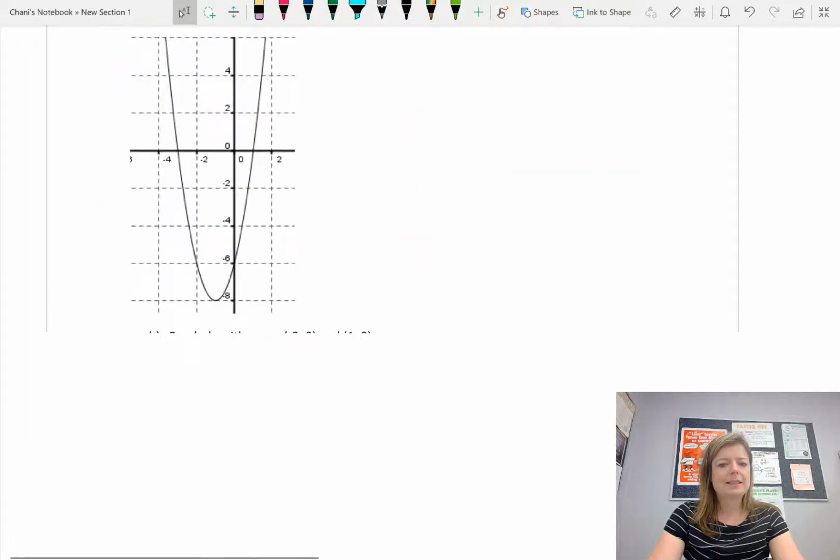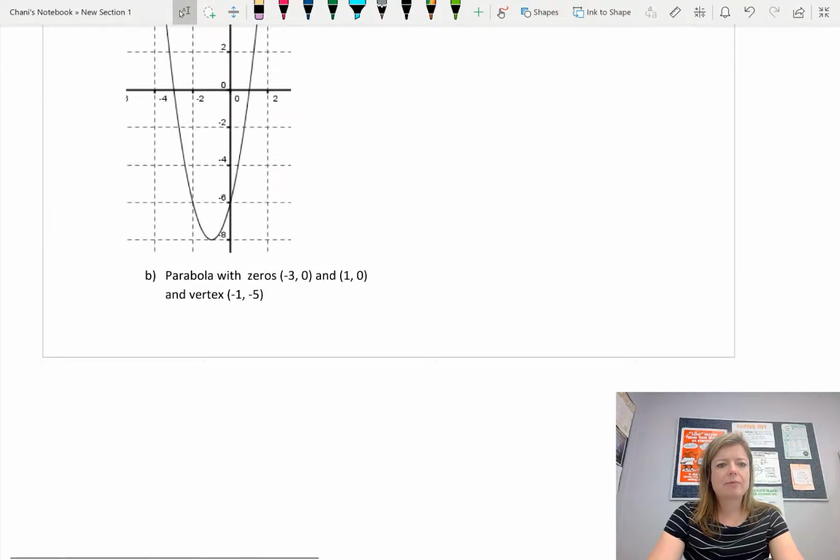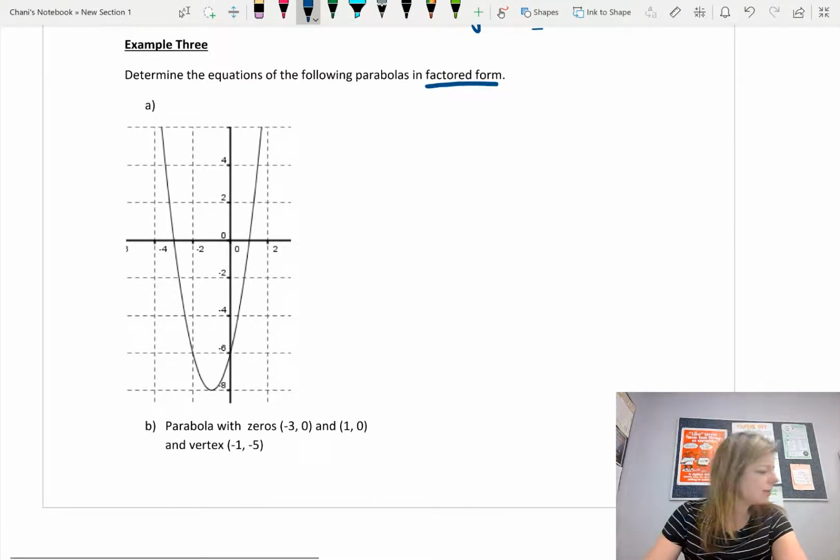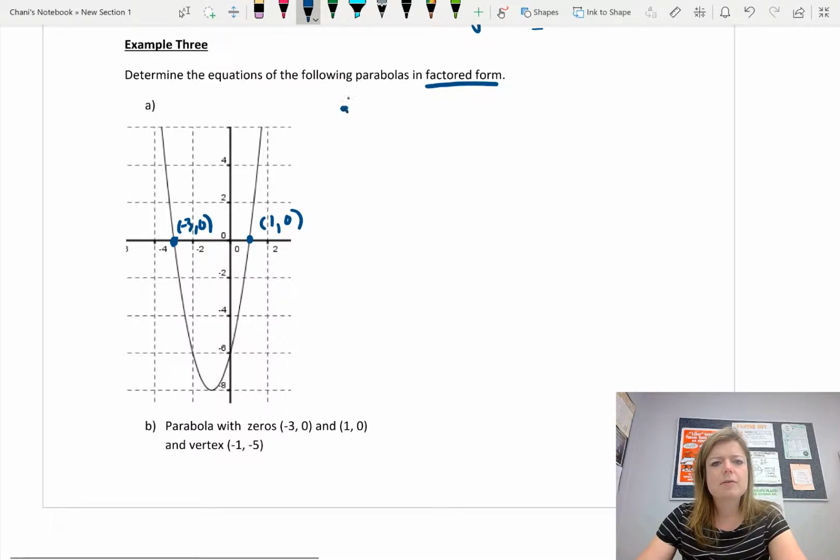All right, last example, we are going to actually come up with the equation if we're given information. So we have 2 different questions here, A and B. So in A, we're given the picture, the graph of the parabola, and in B, we're just given information about the parabola. And either way, we want to come up with the equation in factored form. So the first thing we're going to do is identify the x-intercepts. So this one has an x-intercept of 1, 0, and -3, 0.